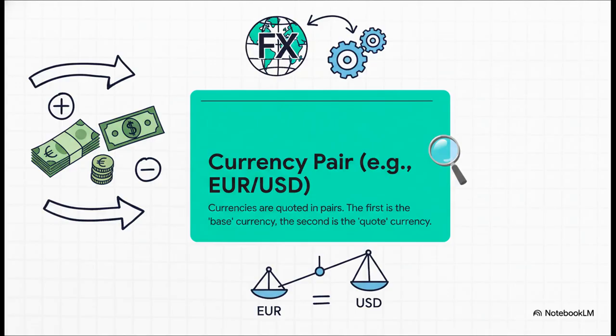Now, in the FX market, you never just buy a currency. You're always trading them in pairs, buying one by selling another. So a quote like EUR/USD is just a price tag. It tells you exactly how many US dollars, that's the quote currency, it costs to buy one single euro, which is our base currency. Simple as that.